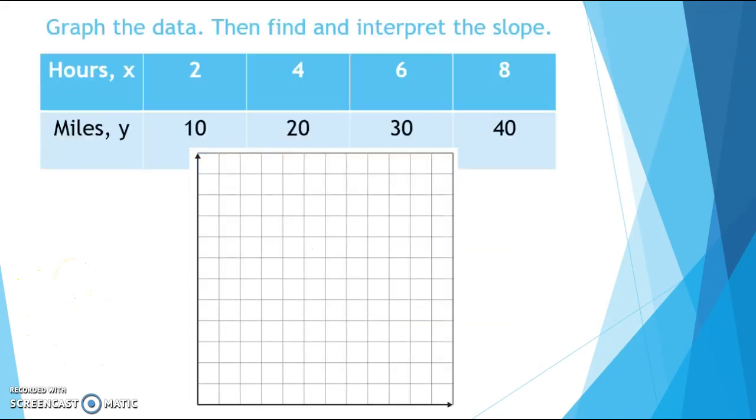Now our next two problems, we actually have to label our graphs, which is not a big deal. We actually have some meaning to our numbers, so we know that X is hours, Y is miles. So we need to graph first, then find, interpret the slope. So I'm going to go ahead and pause this video. I want you guys to draw your graph, make sure you label everything, and then restart the video when you're ready to walk through the problem with me.